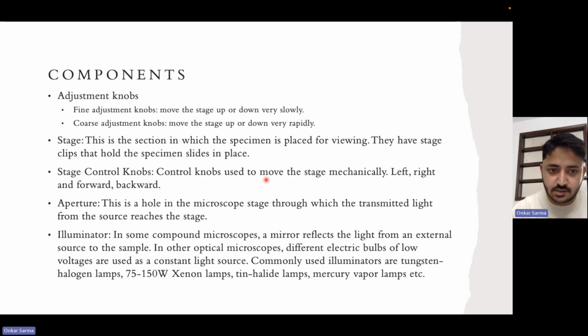Then there is the aperture. This is nothing but a small hole in the microscope stage through which the light coming from the source is transmitted. It comes from the aperture and reaches the stage and illuminates our sample. Then the illuminator is the light source. In a compound microscope, a mirror reflects the light into the sample. Various other illuminators are used in optical microscopes. Commonly used are halogen lamps, xenon lamps, dim light lamps, mercury vapor lamps, etc.